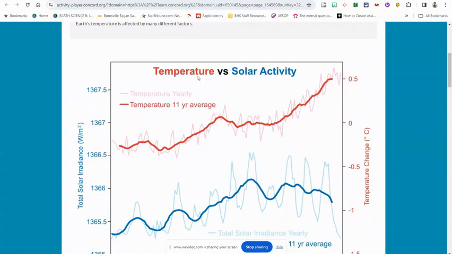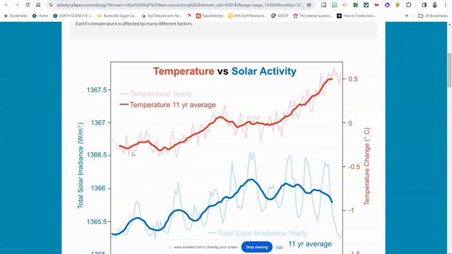This graph shows temperature in red versus solar activity. Now, temperature is shown with the red line, and we see the temperature over here on the right side on the y-axis, and it's a temperature change, okay? So temperature change, so 0 would be no temperature change, above 0 is an increase in temperature, and below that 0 is a decrease from whatever the baseline was, okay? The blue line is irradiance, which is the amount of solar activity.